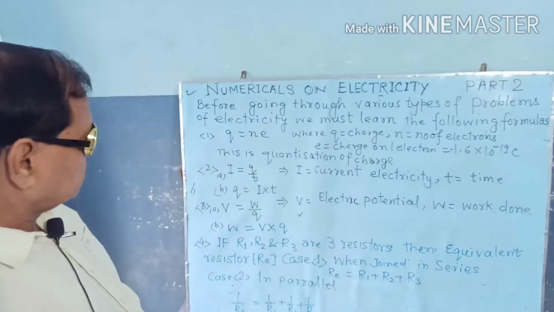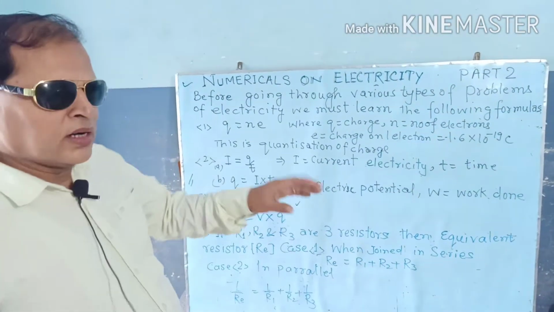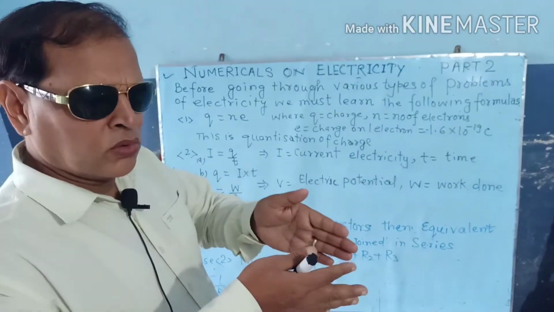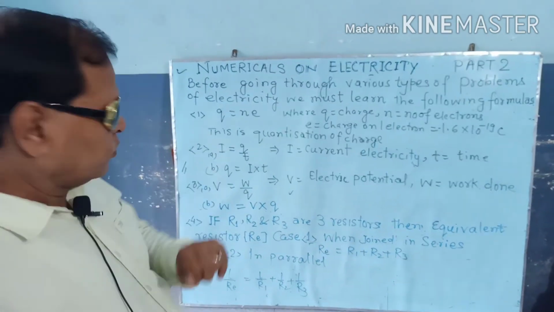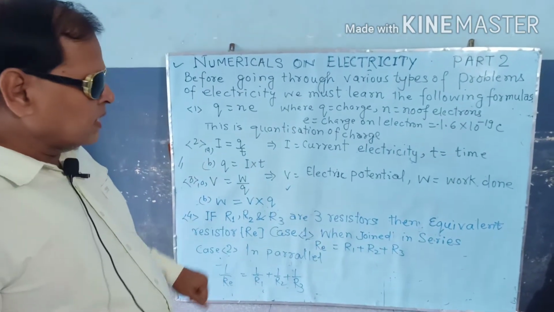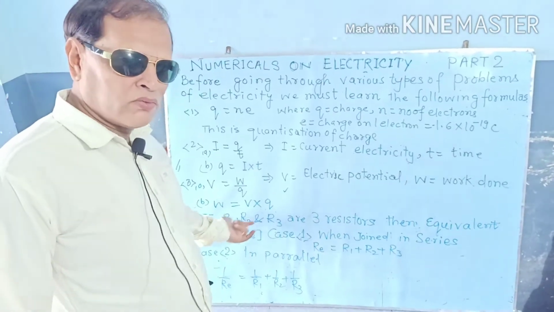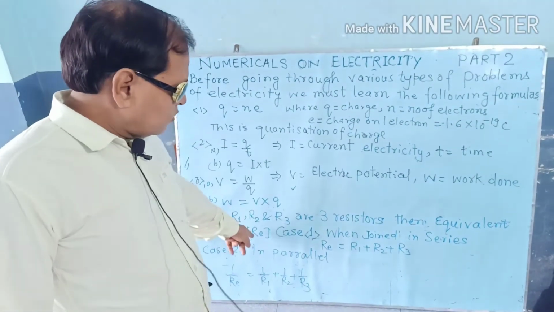Now come to the fourth collection. If R1, R2, R3 are three resistors given in your problem, then two things will be asked from you about the equivalent resistance. The resistor which is used in place of the three resistors R1, R2, R3 is known as the equivalent resistor.